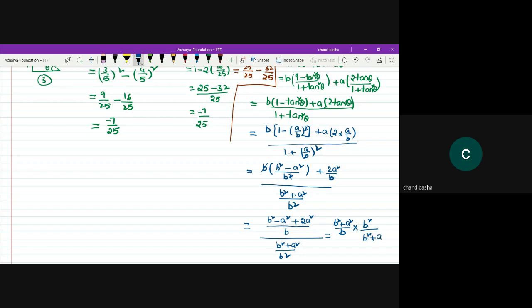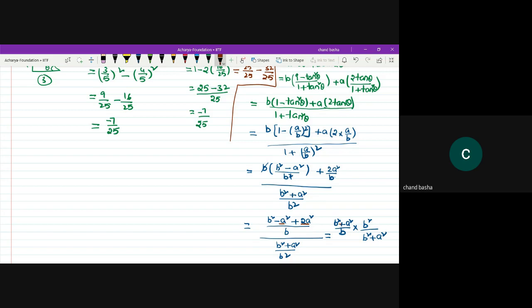Sir, can you explain that step once again? Here what I'm going to get, B square minus A square plus 2A square. Is it A square? So I'll get A square plus B square. See here, B square plus A square divided by B. And denominator, sir, it will come having a negative symbol, no, sir? 2A square minus A square, how much? Plus A square.